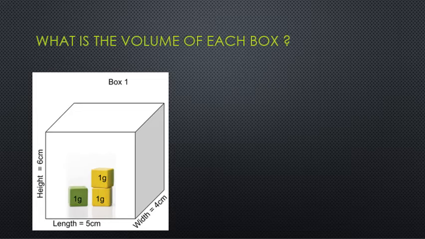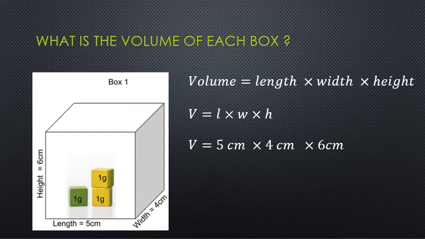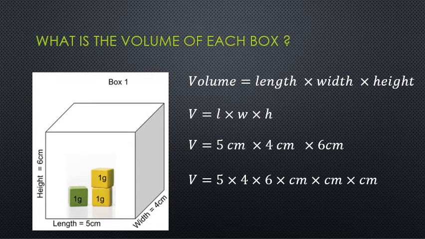You can pause the video here to see if you can calculate the volume of box 1 on your own. Here we use the equation for volume, which is length multiplied by width multiplied by height. We substitute those values into the volume equation, and we get an answer of 120 centimeters cubed. If you got that answer, you're absolutely correct. Now remember, box 1 and box 2 both are the same size. Therefore, box 2 will also have a volume of 120 centimeters cubed.